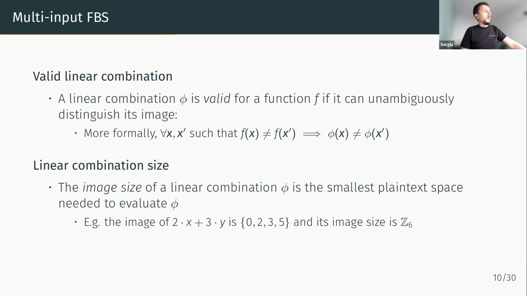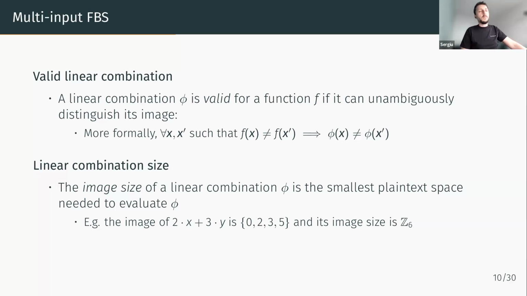Let's talk more about the linear combination side. A linear combination is valid for a given multi-input function f if it can unambiguously distinguish its image. More formally, if we have any two input points x and x prime, such that the function f has different values at these two points, then this implies that the linear combination also must have different values at these two points.